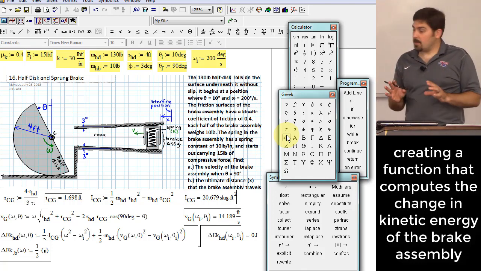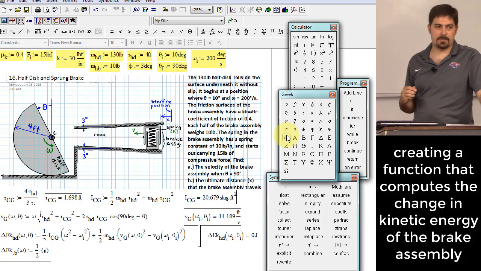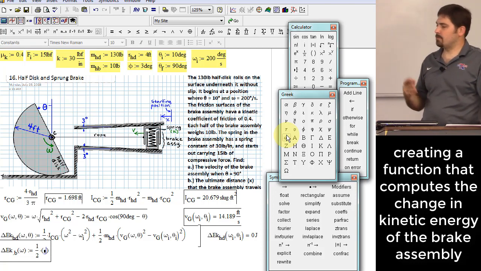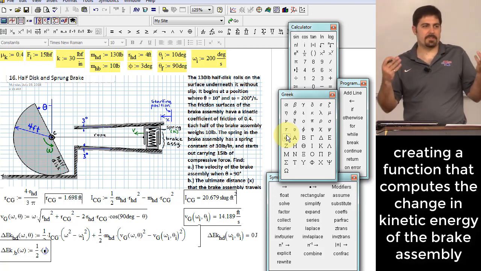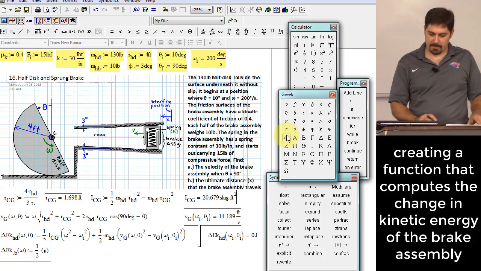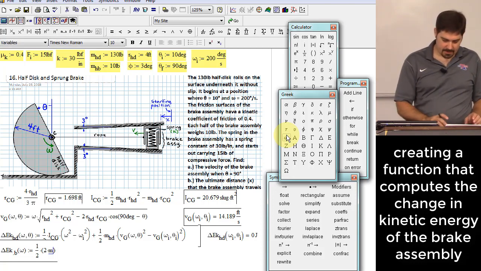All right, keep in mind each half of the brake assembly weighs 10 pounds. So how much does the whole brake assembly weigh, assuming the spring is massless? Let's say the spring, we're not going to count that. Or maybe it's included in that estimation. It'll be 2 times the mass of half of the brake. Okay, then what?